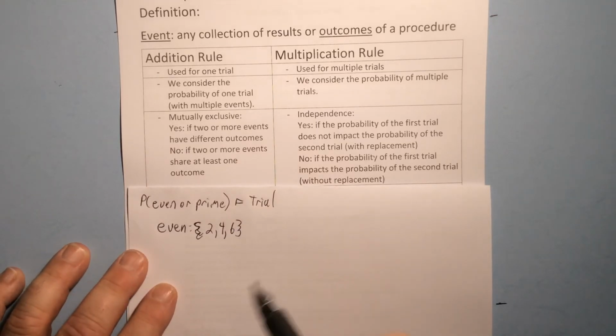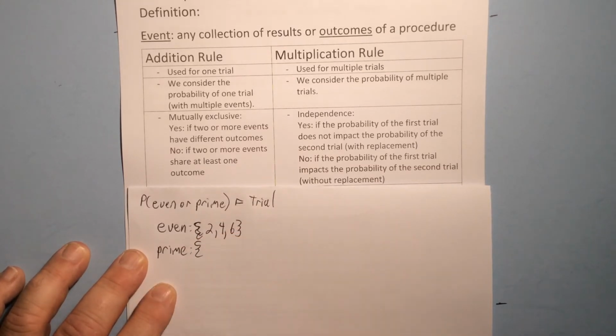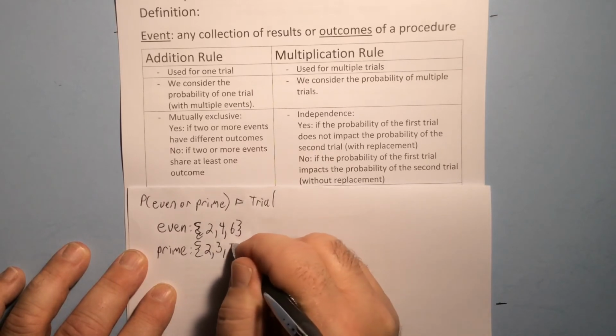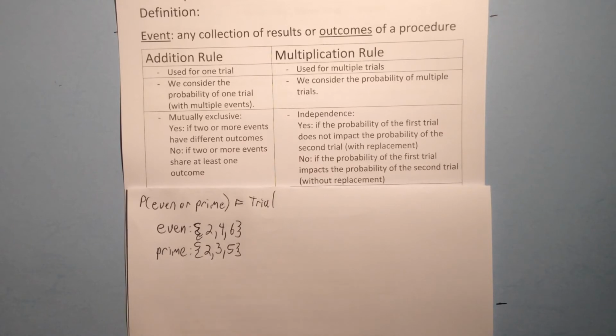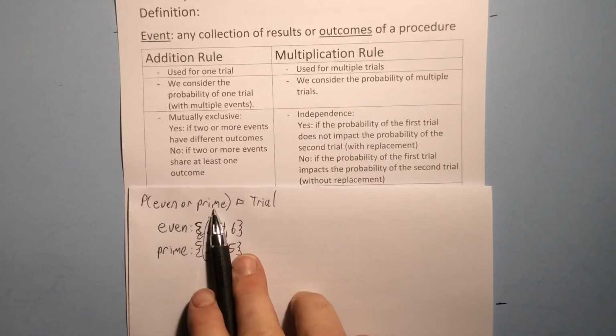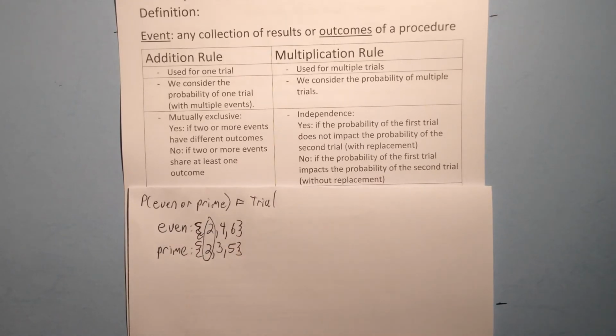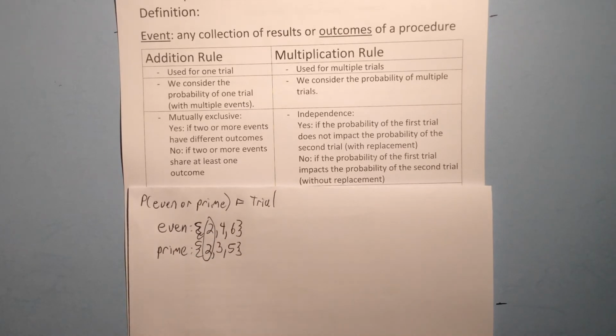Now, what are the outcomes for the event of rolling a prime number? Those outcomes are 2, 3, and 5. So in that instance, when we compare these two events, there is in fact one outcome that they do have in common, which in this case is 2. And because of that, we can say that these two events are not mutually exclusive. They are not disjoint because these two events have this one outcome in common.